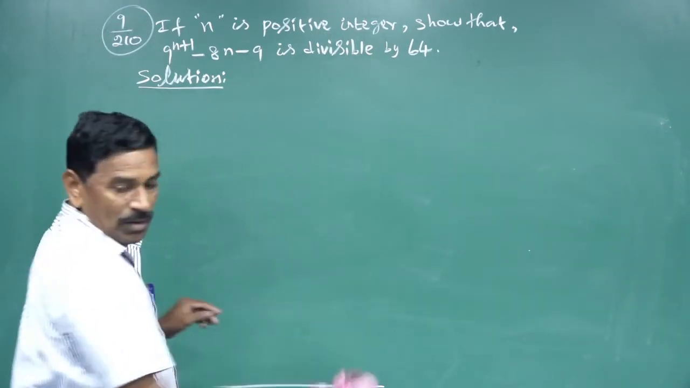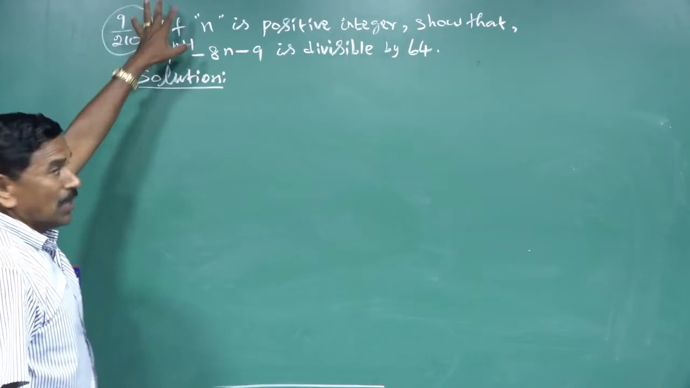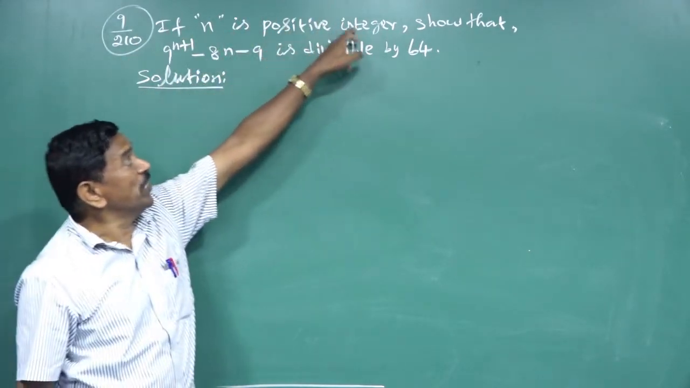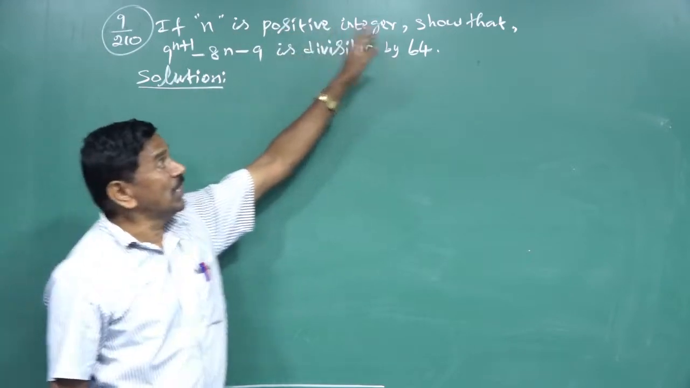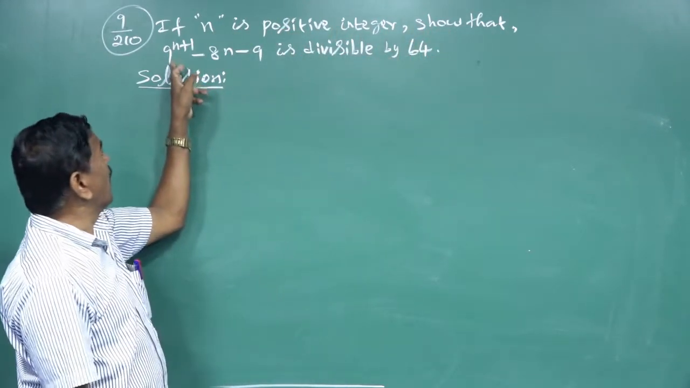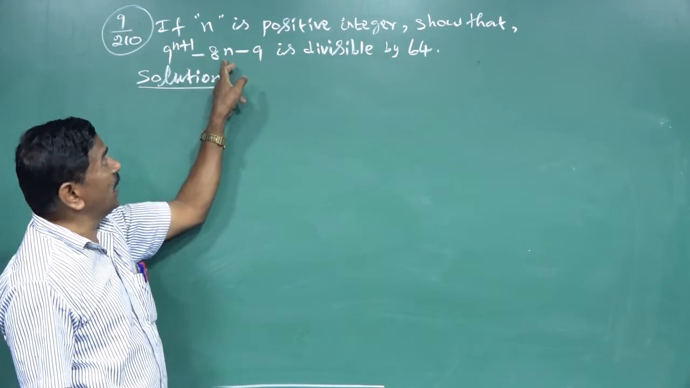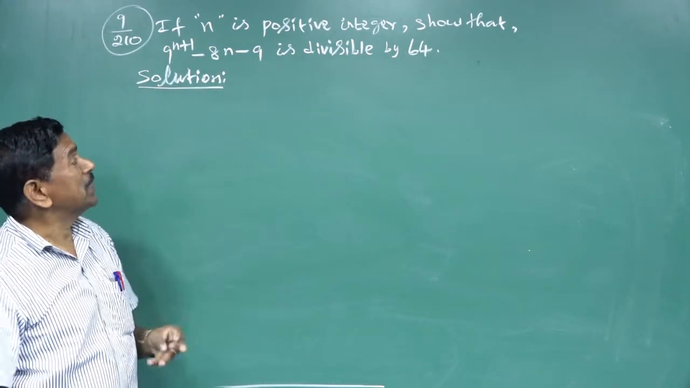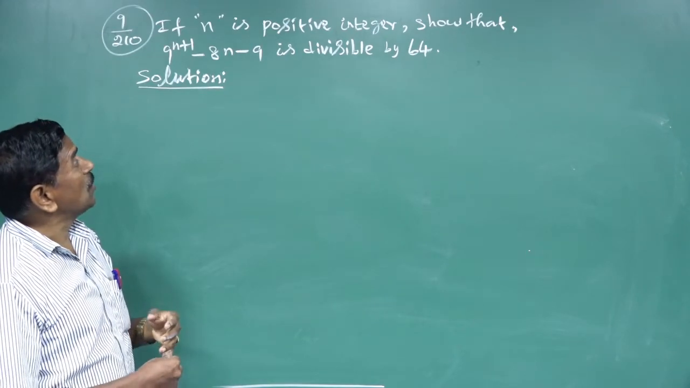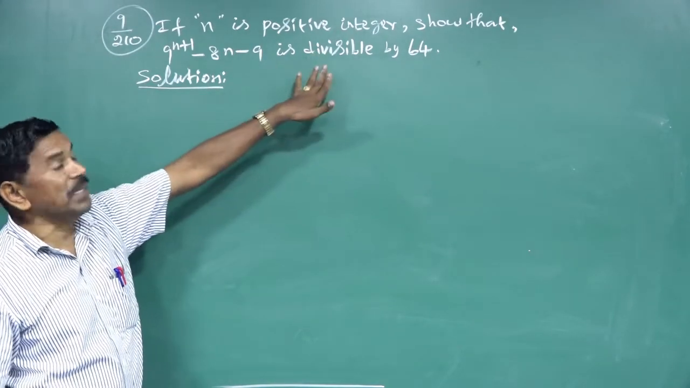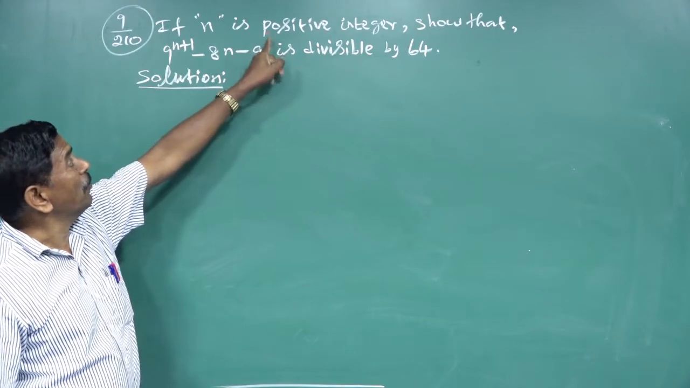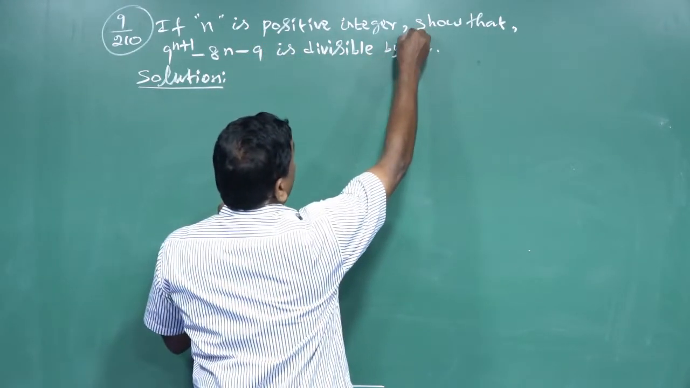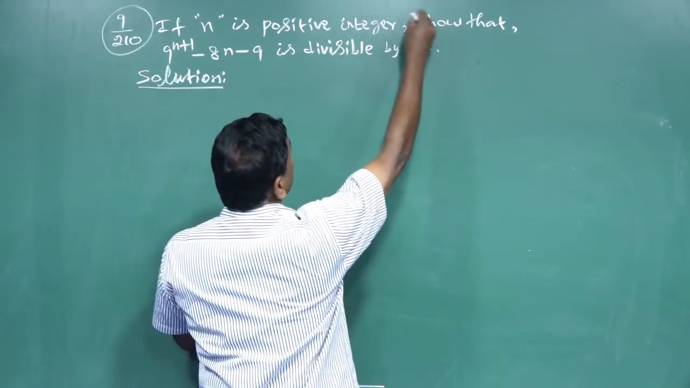Okay. Children, listen. Here, come to the given question. The given question is: if n is a positive integer, then show that 9 power n plus 1 minus 9n minus 9 is divisible by 64. And the keyword here is using binomial theorem. That is important. We want to prove this question using binomial theorem.